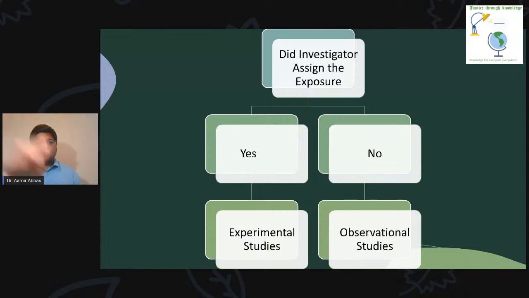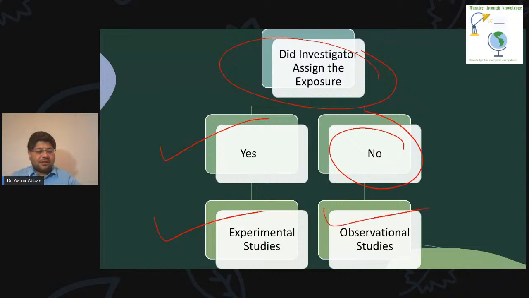But if you are an investigator who assigned individuals into a treatment group or a control group in some way, or you gave a treatment to somebody, then that is an experimental study. So the simple question which is required to be asked is, did the investigator assign the exposure? If the answer to that question is yes, then that is an experimental study design. But if the answer is no, then you are doing an observational study.